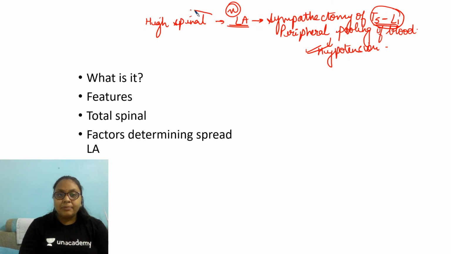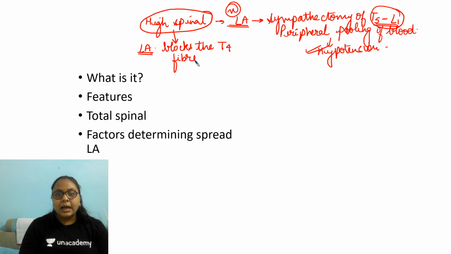Now what happens in high spinal? The local anesthetic blocks the T4 fibers, which are the cardio accelerator fibers.